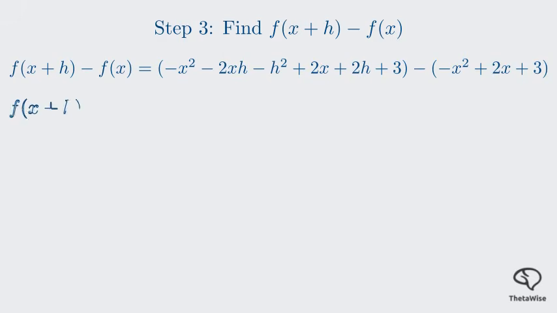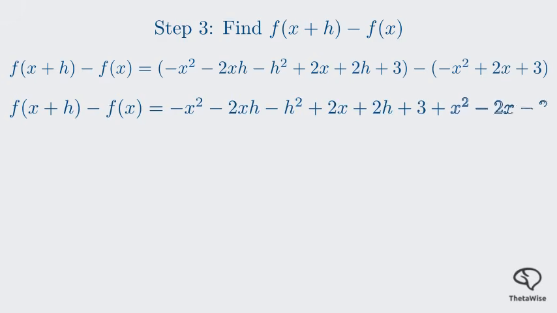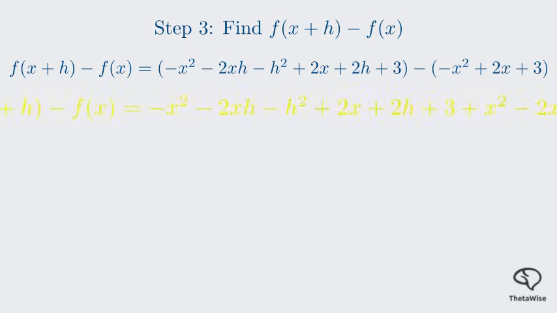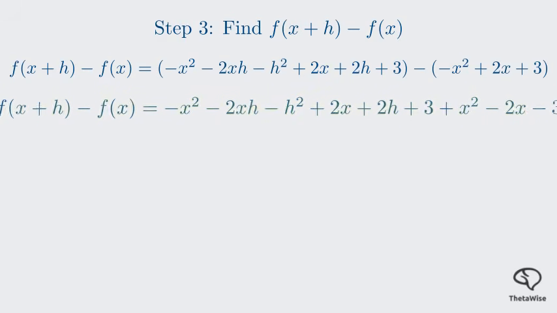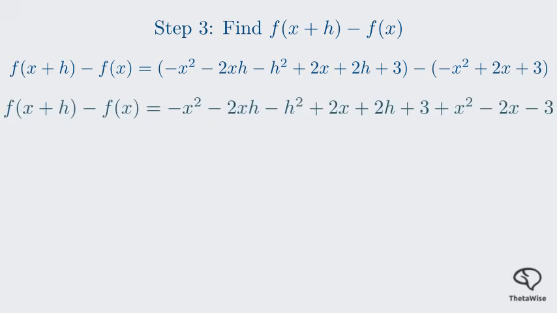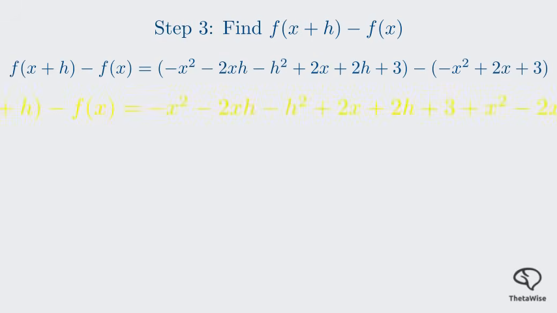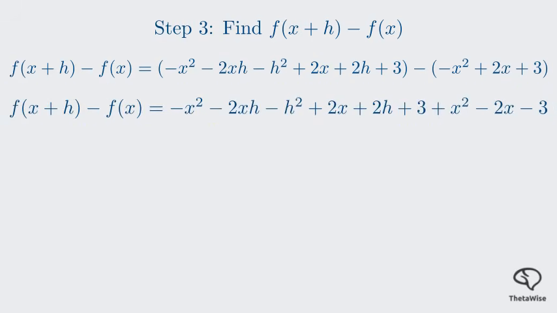This gives us negative x squared minus 2xh minus h squared plus 2x plus 2h plus 3 plus x squared minus 2x minus 3. Now we simplify by combining like terms. You'll notice something amazing happens in almost every first principles problem. Let's see. Negative x squared cancels with plus x squared, plus 2x cancels with minus 2x, and plus 3 cancels with minus 3. All the terms that don't have an h in them disappear.